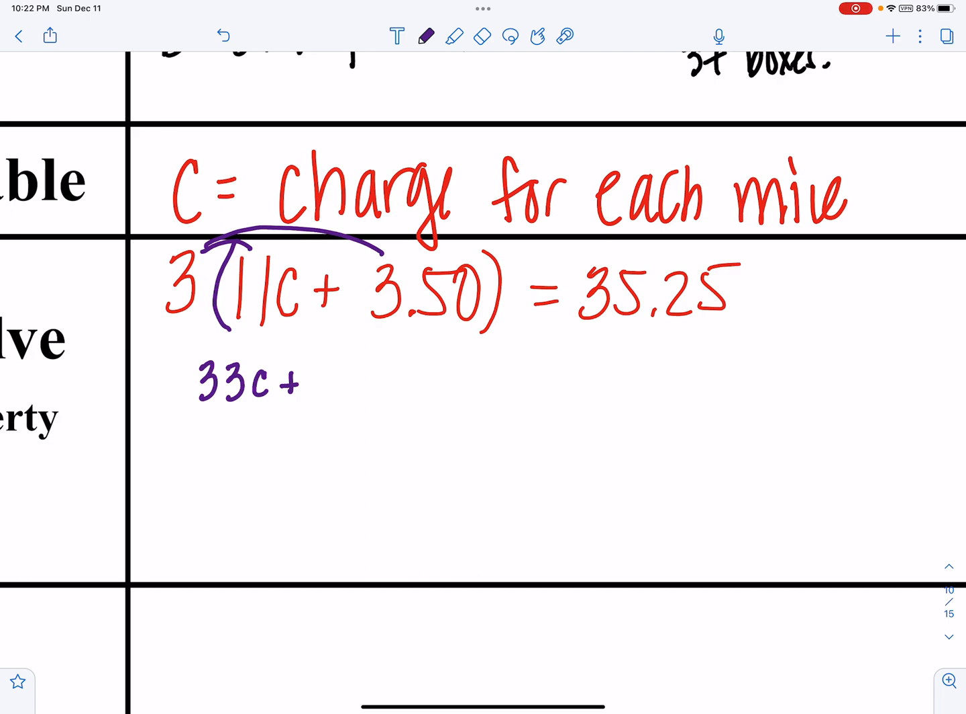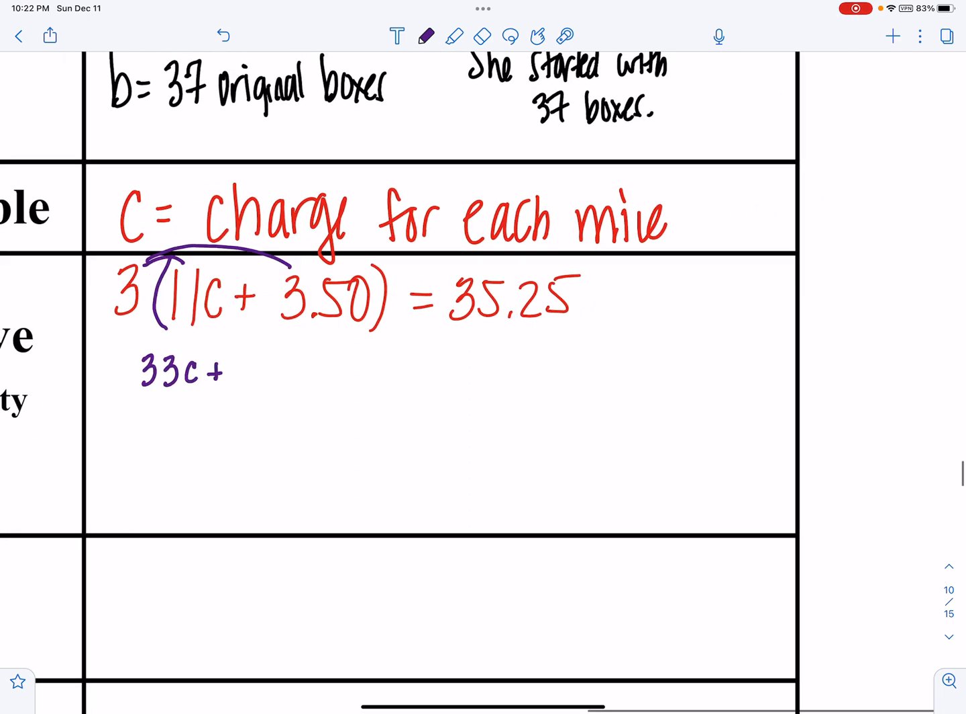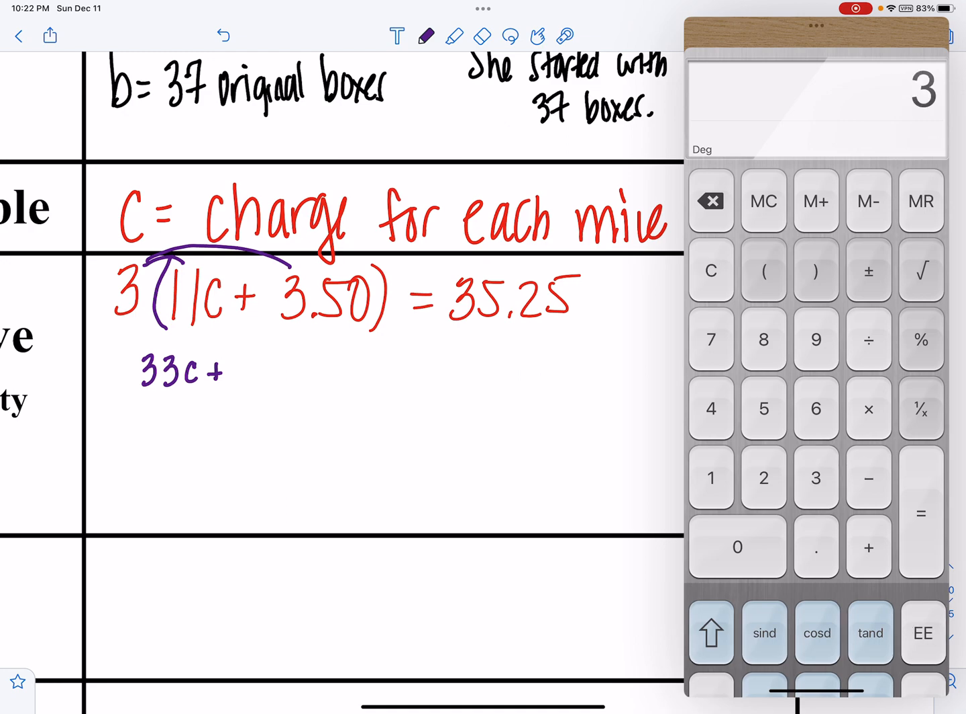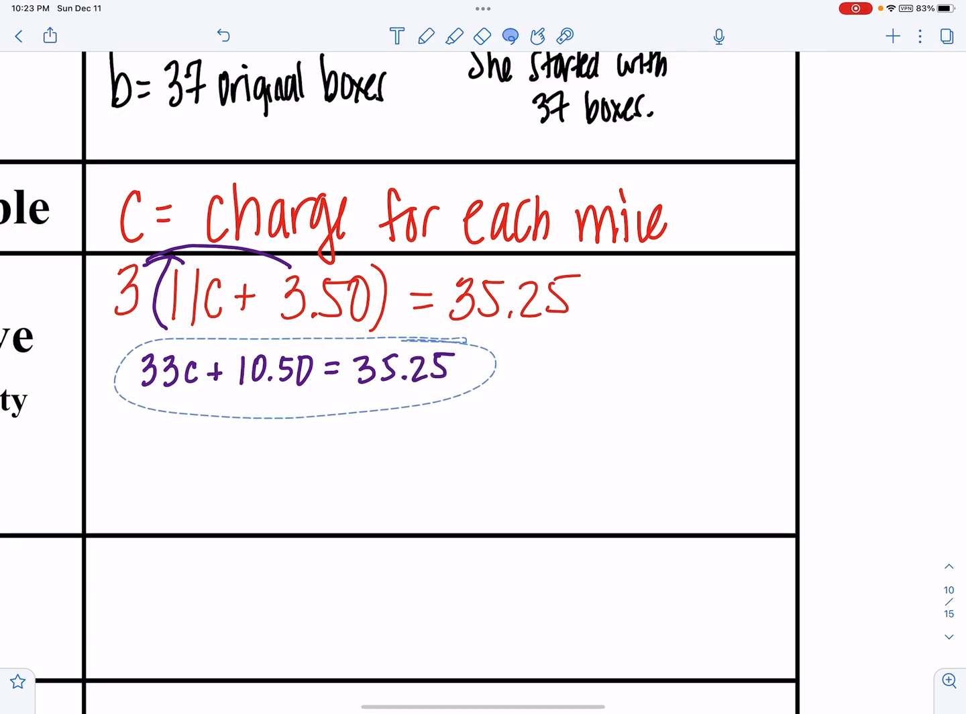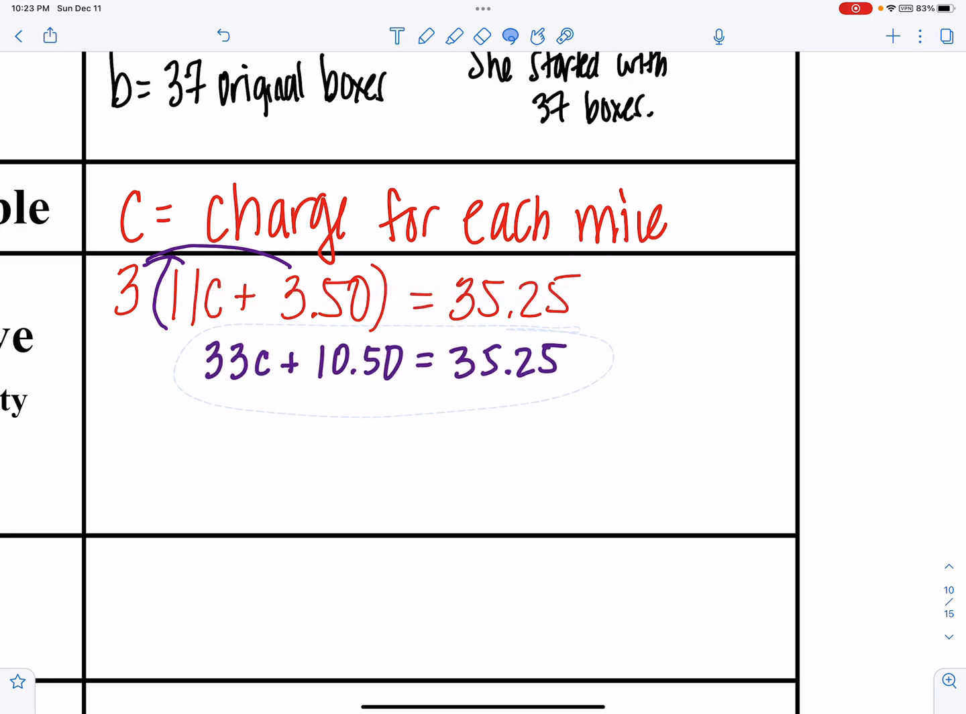So what, $10.50? Let's just double check that. 3 times 350, yep, $10.50. So we have plus 10.50 equals 35.25. Okay, I'm going to go ahead and move this over so my algebra is lined up nicely.